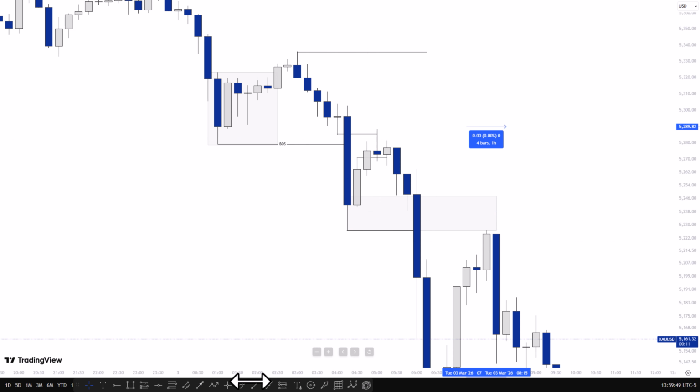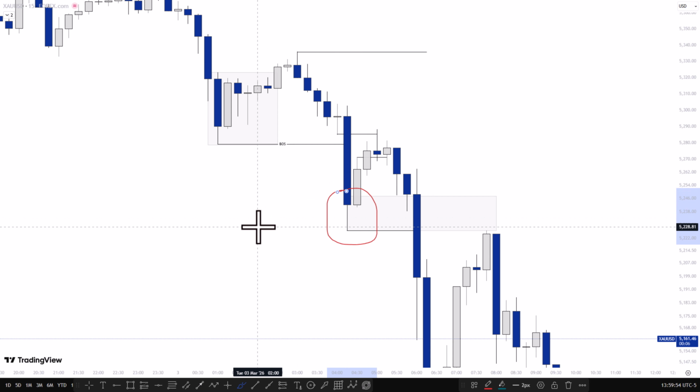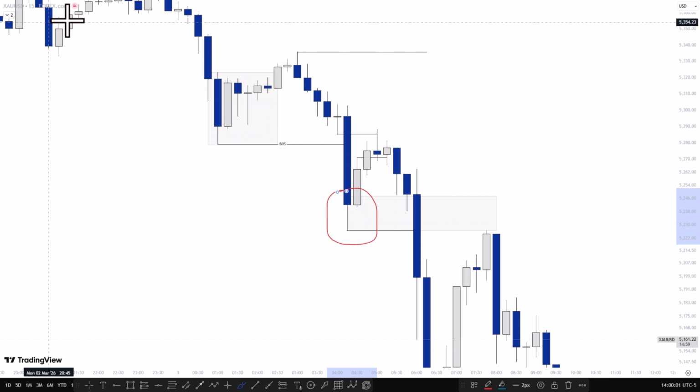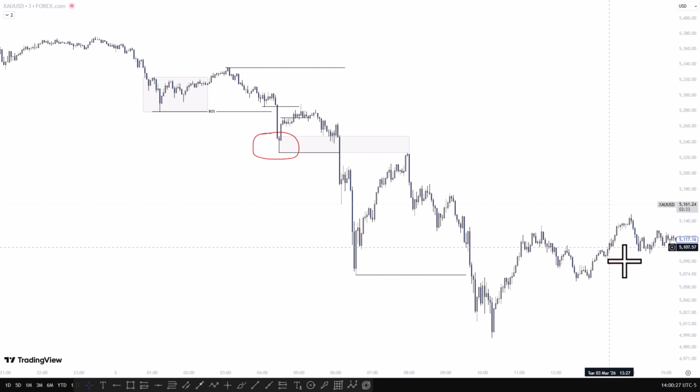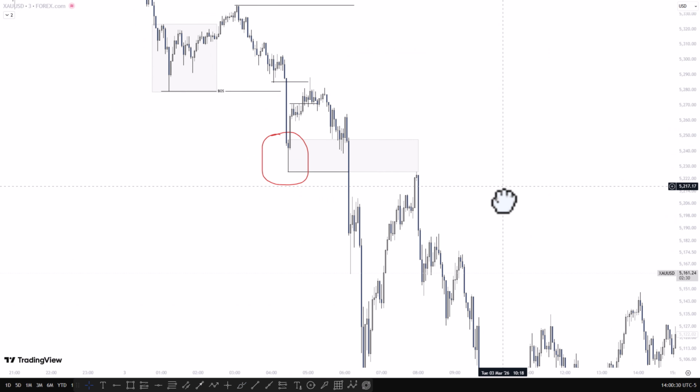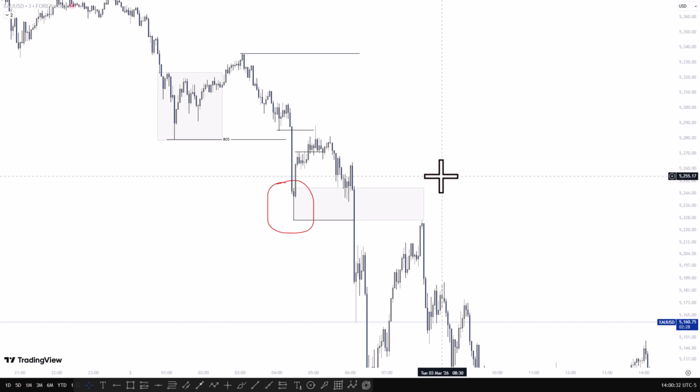Remember, like I've said, we need to go to the 3 minutes time frame and see whether we have a change of character and also break of structure to see if price is going to pull back. So next thing we're going to do is to go to the 3 minutes time frame. So here is the 3 minutes time frame. And what do we have here?